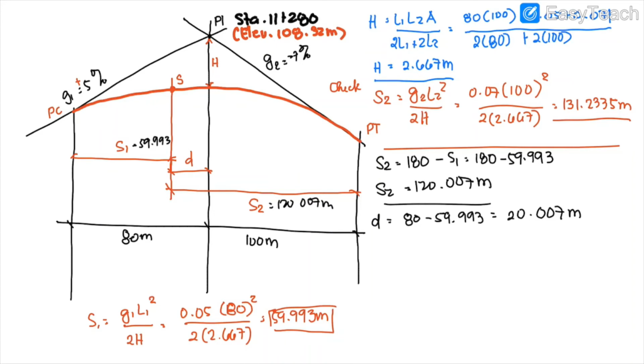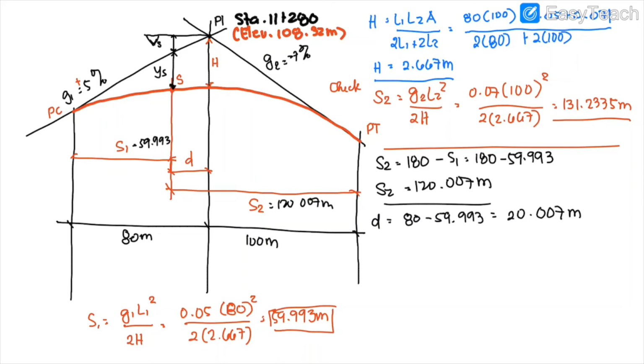Now, how are we going to solve for the station of the highest point and its elevation? Okay? There are two ways that we can solve this one. First one is for us to identify the vertical distances: the vertical distance of PI with the tangent line, VS, and the vertical distance of the tangent line with the curve, which is YS.